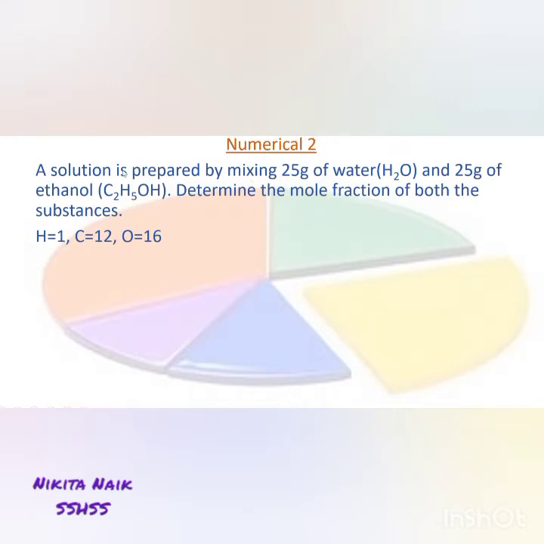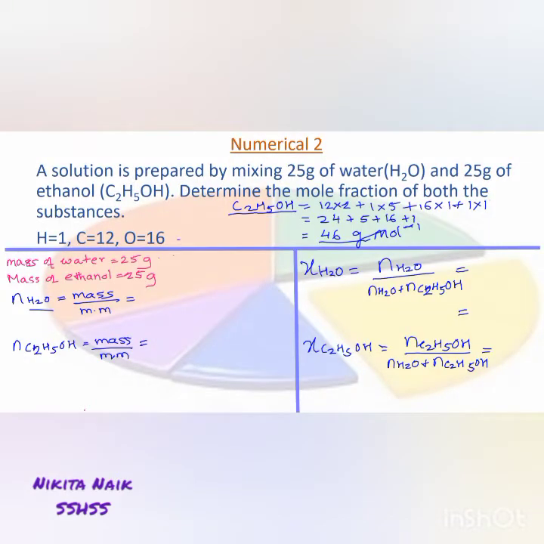Numerical 2: a solution is prepared by mixing 25 gram of water and 25 gram of ethanol. Determine the mole fraction of both the substances. Let us solve this. First thing, find out the molar mass.